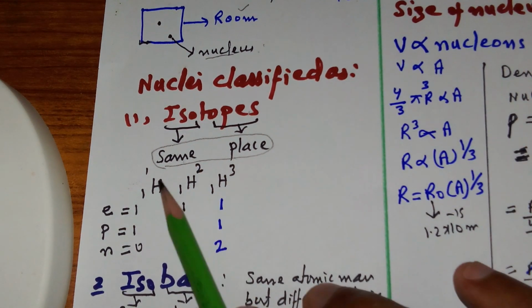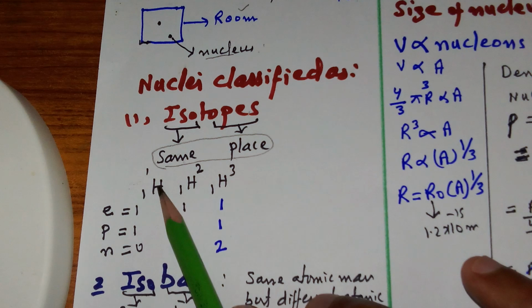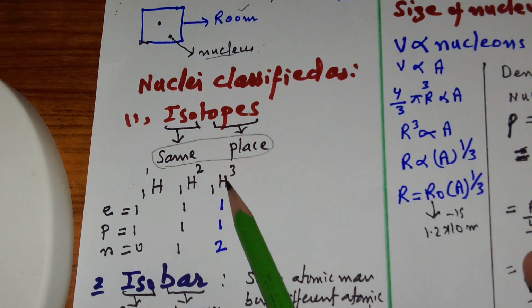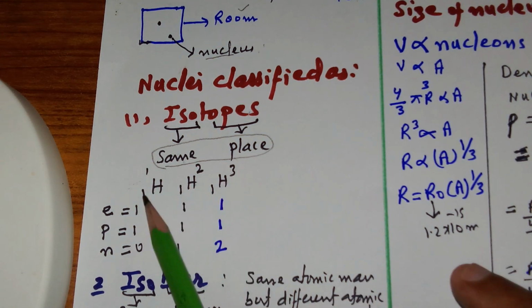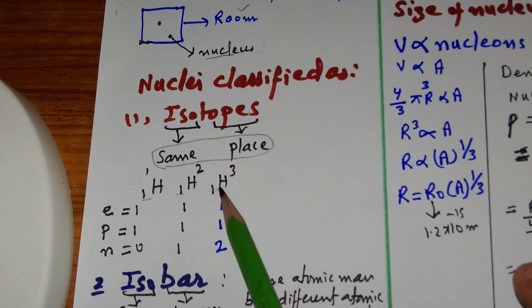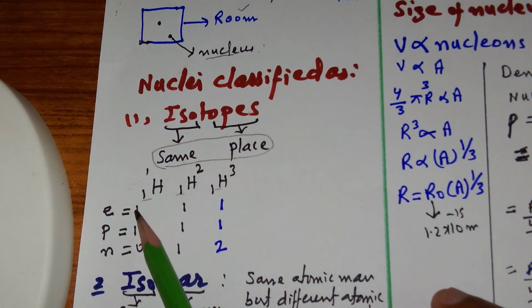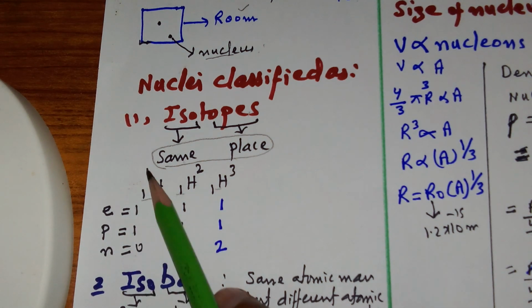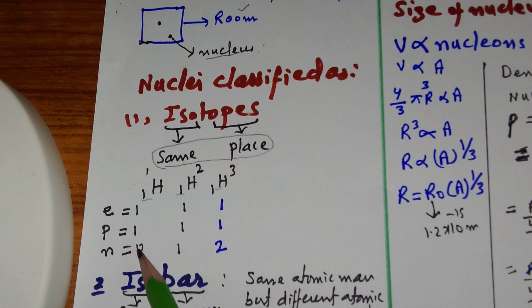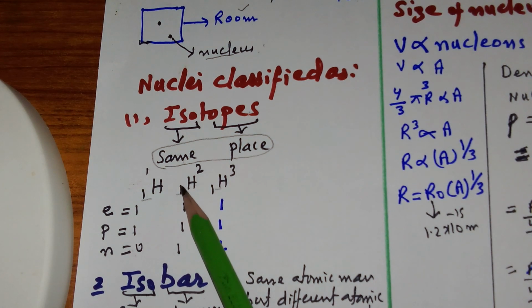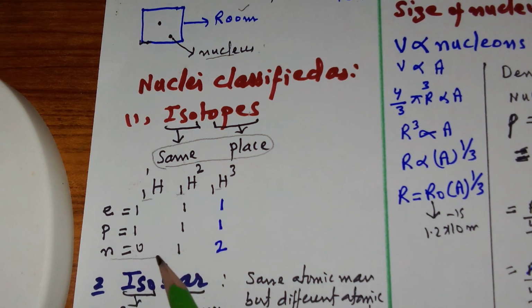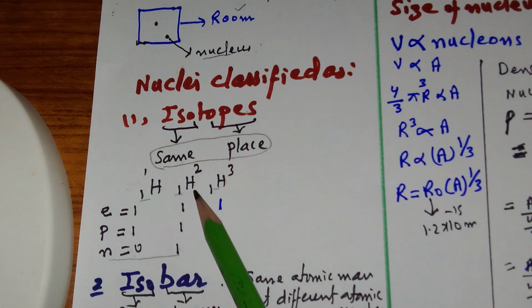For example, we have these three isotopes of hydrogen: protium, deuterium, and tritium, and they have the same atomic number 1, 1, 1. If we find the number of electrons in protium, the electrons are 1 and the protons are 1, and the neutrons will be 1 minus 1. We have to subtract the atomic number from the mass number, so this will be 0. Again, you can see that we have the same number of electrons and protons, and 2 minus 1 gives 1, so the number of neutrons for deuterium is 1.